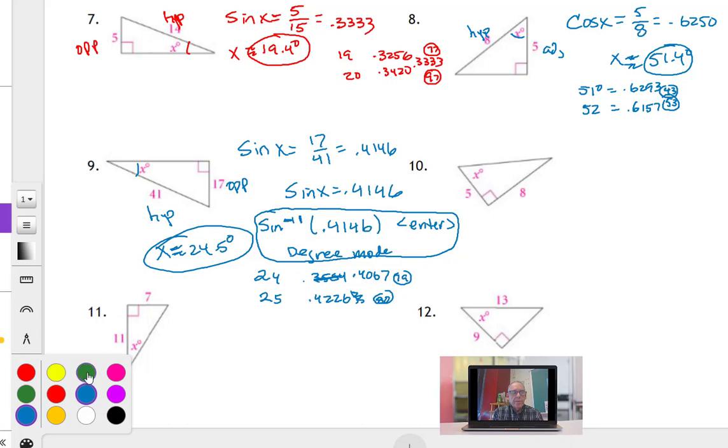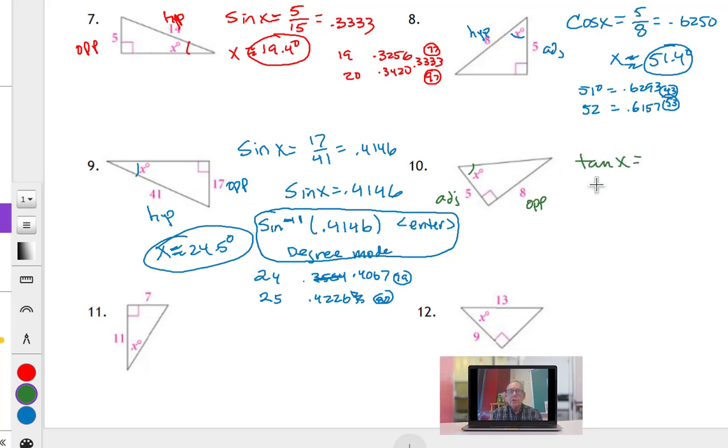Let's look at number 10. Here's our reference angle. 8 is an opposite. 5 is an adjacent. So this sets up a tangent ratio. Tan x is equal to opposite 8 over 5. That's going to give us 1.6. And if we do tan minus 1 of 1.6 in the calculator, that'll give us the decimal approximation of the angle that goes with the tangent being 1.6.